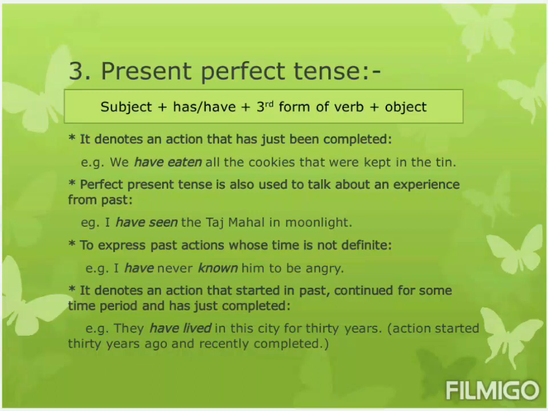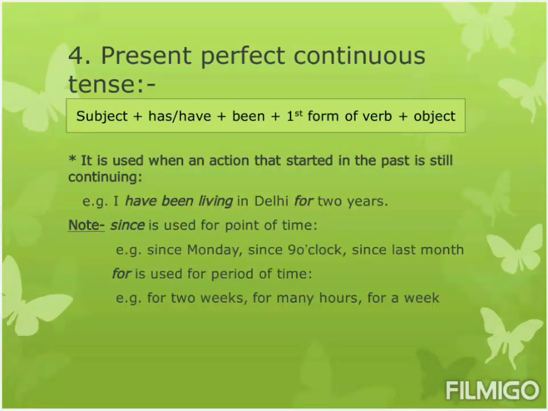This tense denotes an action that started in the past, continued for some time period, and has just completed. They have lived in this city for 30 years. Action started 30 years ago here, and it has recently completed. Now let us move to present perfect continuous tense.